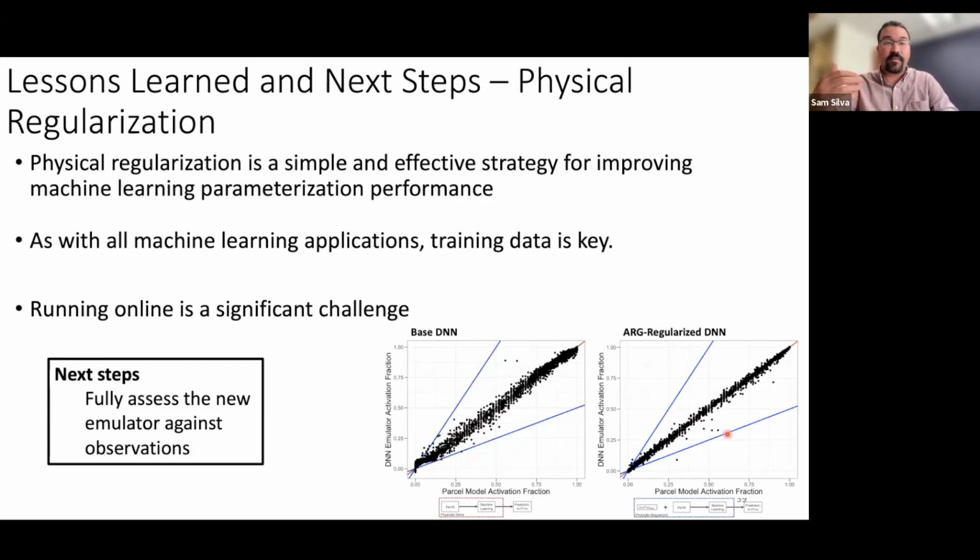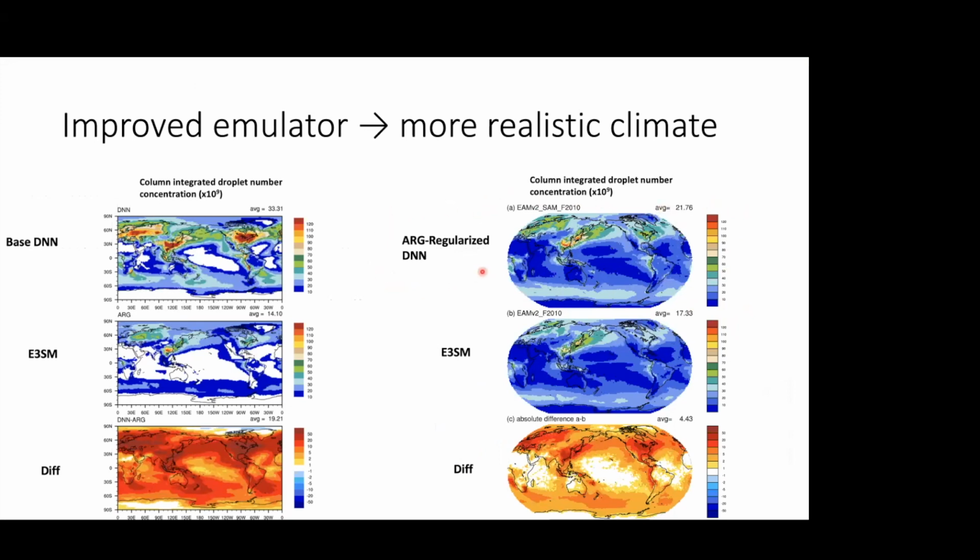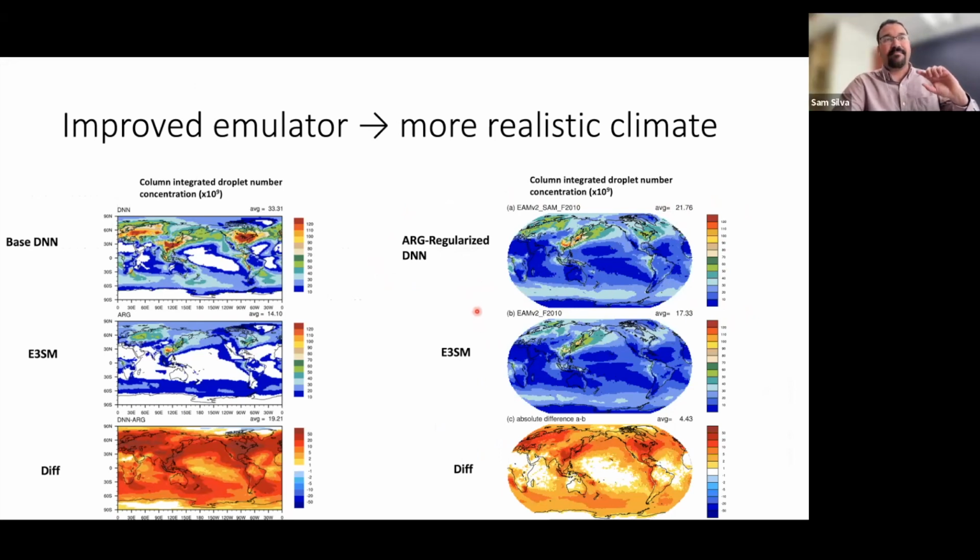And so the next steps, and what we're actually doing right now, what's running online in the background, is to fully assess the new emulator against observations. So going back to this slide here, right, does this new climate, as predicted by the ARG regularized DNN, match our satellite observations of clouds, cloud droplets, things like effective radius, and so on? Does it have better agreement than the prior version, right? Does this help us, right? Because we know that we're getting a better prediction of the activation process.